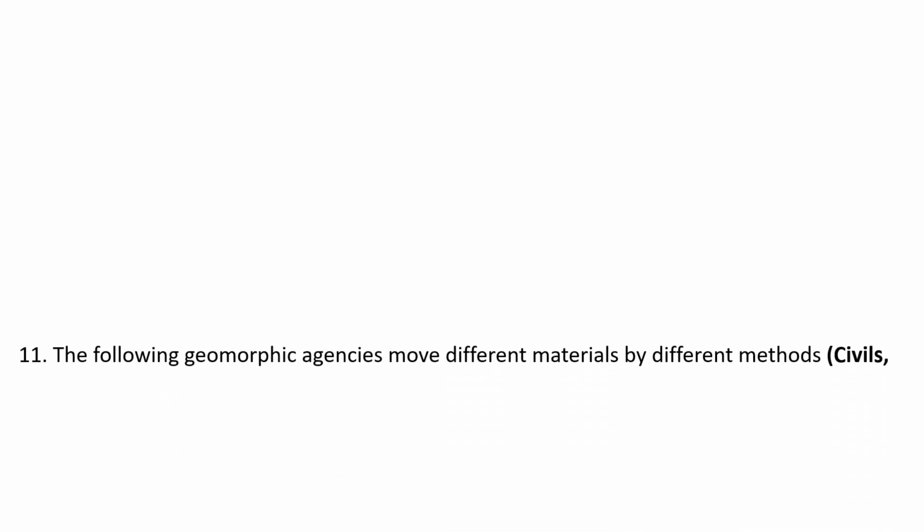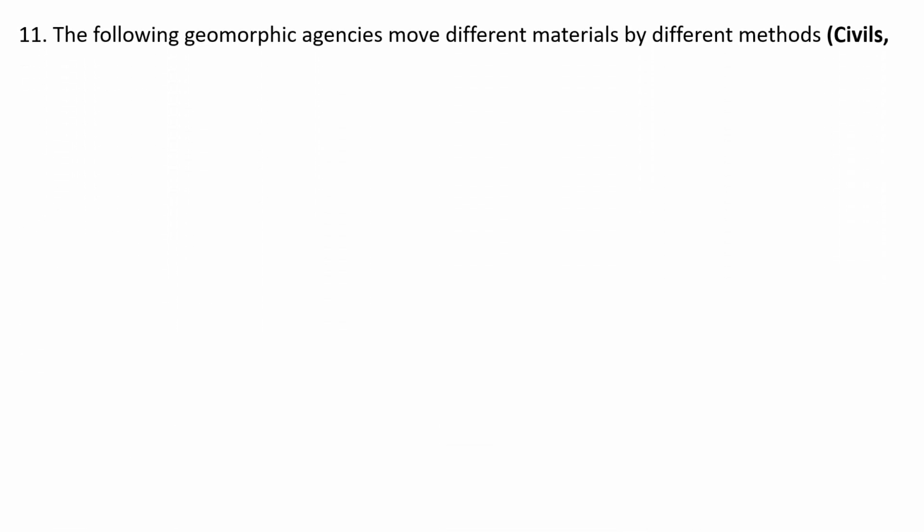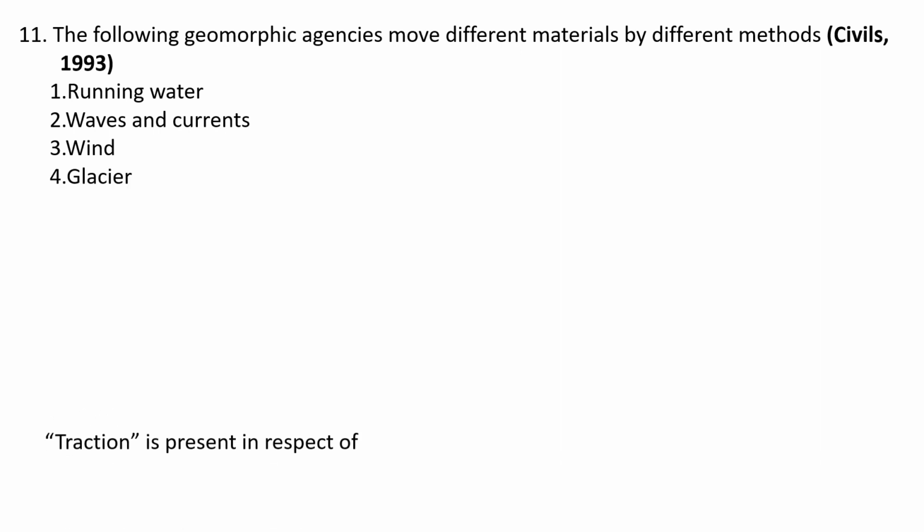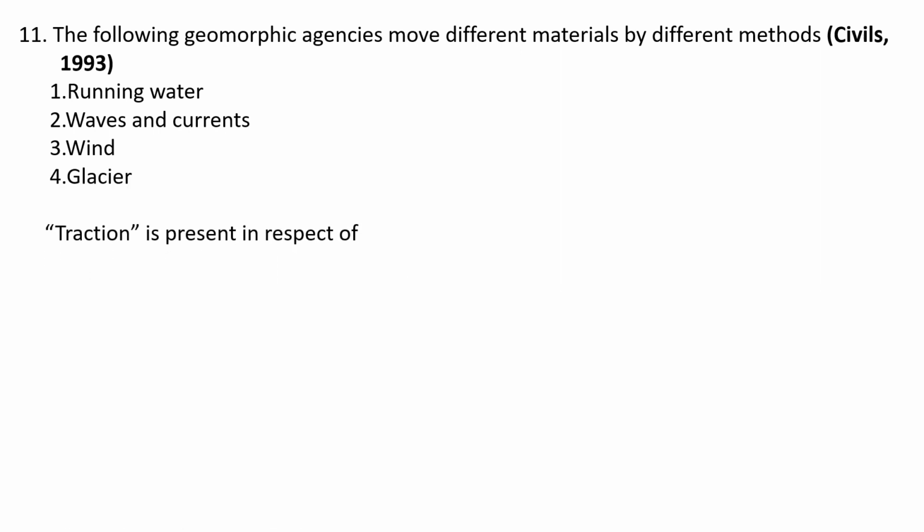Next question. The following geomorphic agencies move different materials by different methods. 1. Running water. 2. Waves and currents. 3. Wind. 4. Glacier. So traction, what is traction? It represents, in respect of A, 1 and 3; B, 2, 3 and 4; C, 2 and 4; D, 1, 2, 3 and 4.